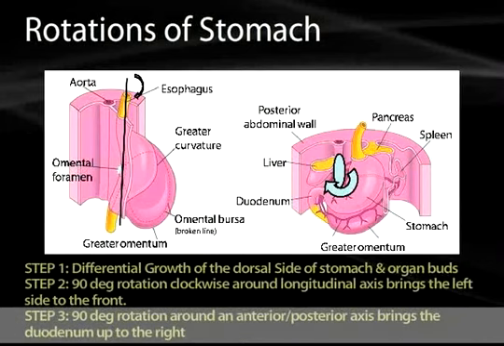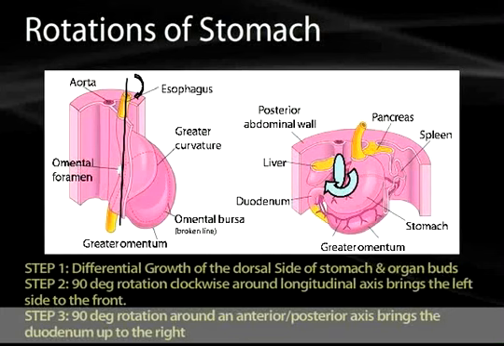In the second stage of rotation, it will start to go clockwise around an axis that is in the AP direction. Here you can see the longitudinal axis, and here you can see the AP axis.